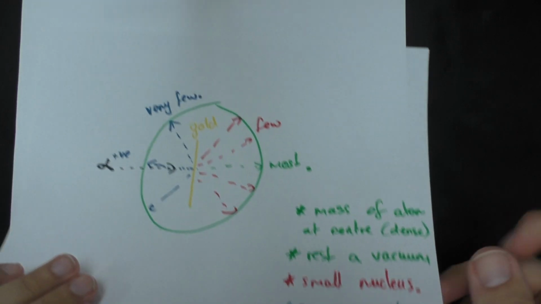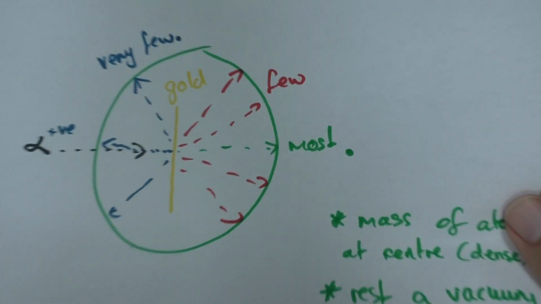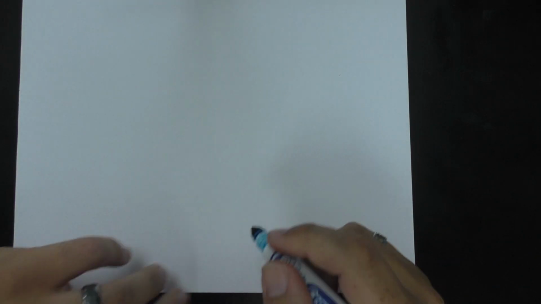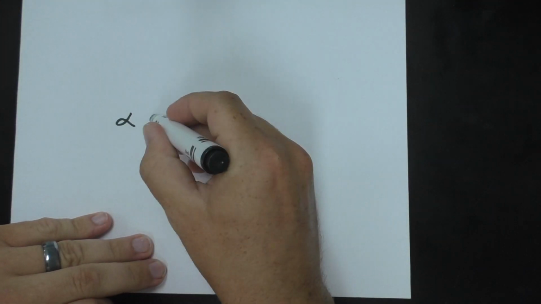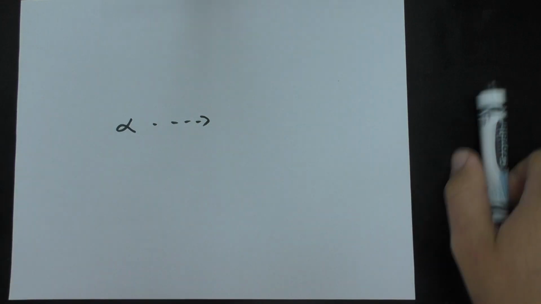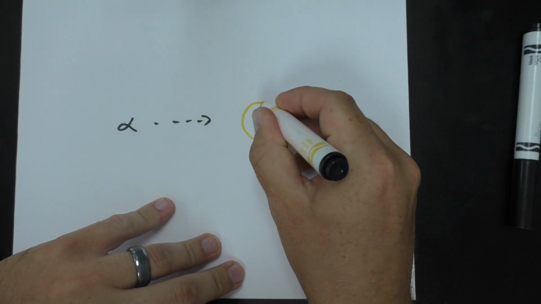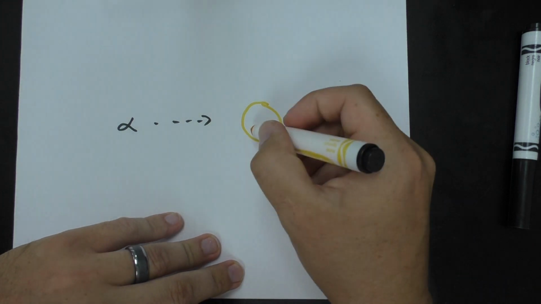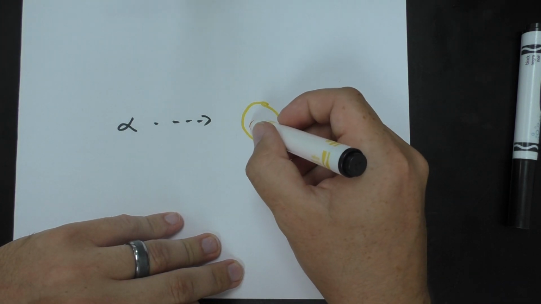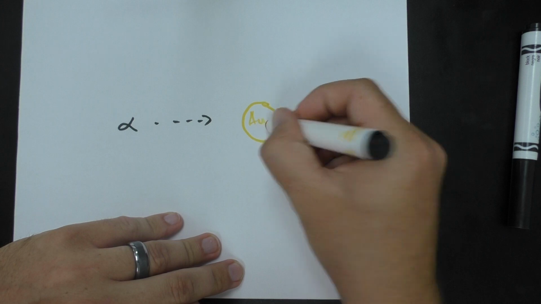And I'd just like to draw you a picture of that zoomed in, so that you can see that happening a bit more in terms of the interaction between the particles. So here we've got the alpha particle coming in again, but this time I'm going to draw my gold nucleus. We've zoomed in on that gold foil, so here's my gold nucleus, Au.